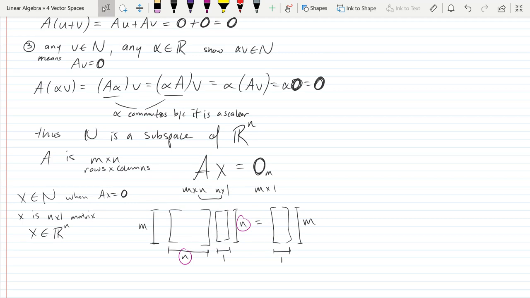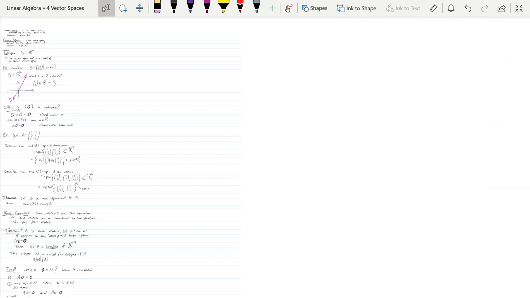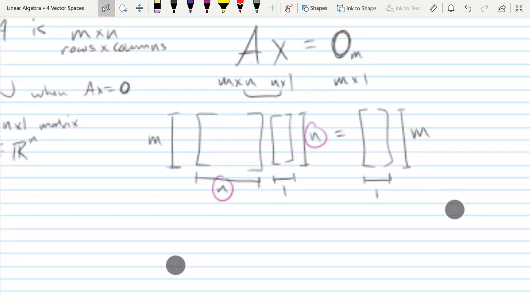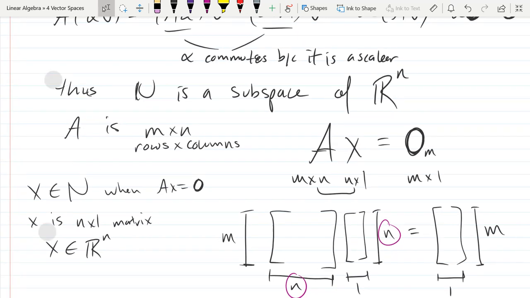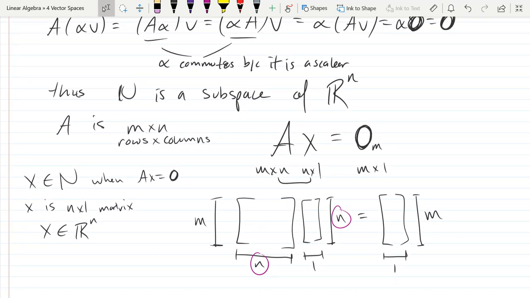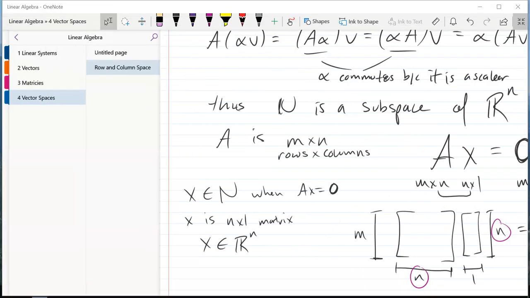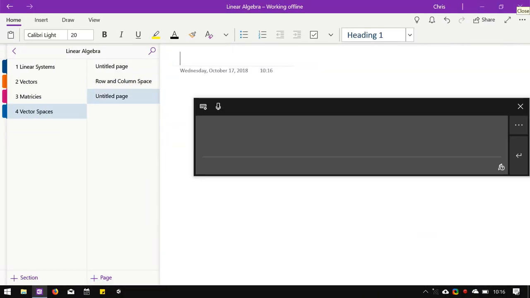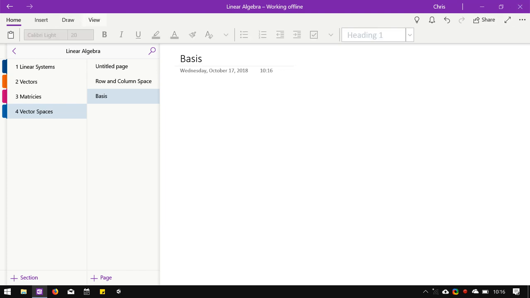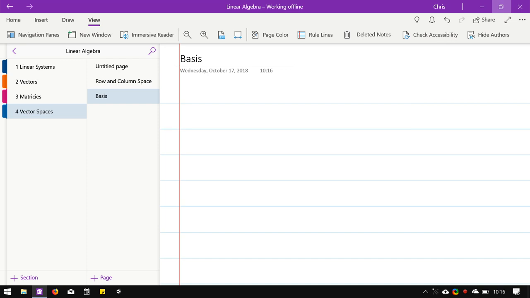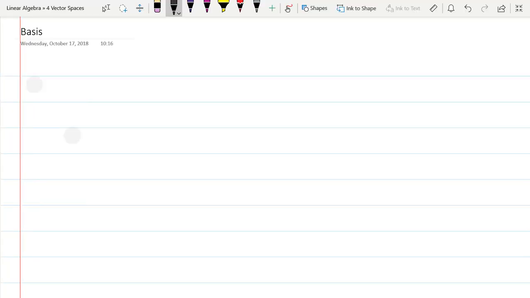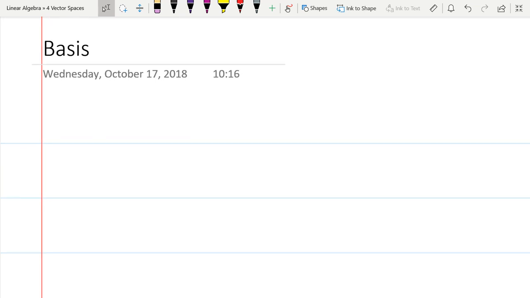So I think this is a good amount of notes for this section. Let me check how much. Yeah, that's probably good. We'll move into the next section and we'll get into basis. We'll start with the definition.